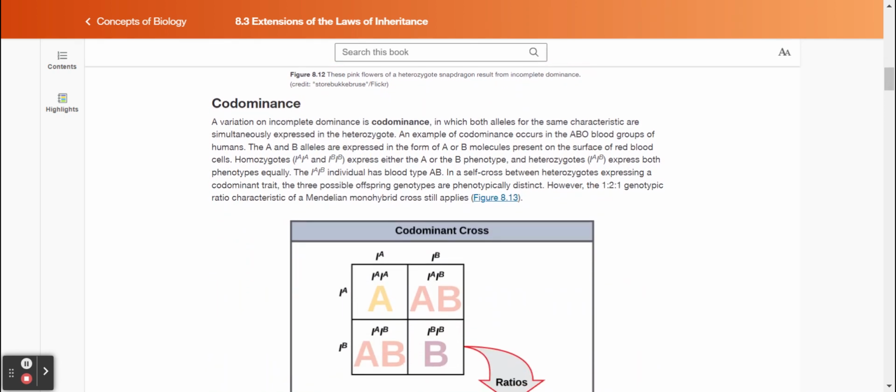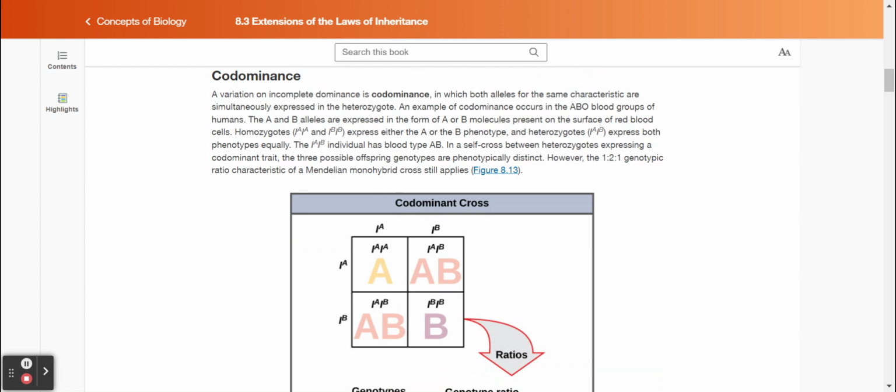Codominance. A variation on incomplete dominance is codominance, in which both alleles for the same characteristic are simultaneously expressed in the heterozygote. An example of codominance occurs in the ABO blood groups of humans. The A and B alleles are expressed in the form of A or B molecules present on the surface of red blood cells. Homozygotes for A and B express either the A or the B phenotype, and heterozygotes express both phenotypes equally. The heterozygote individual has blood type AB.